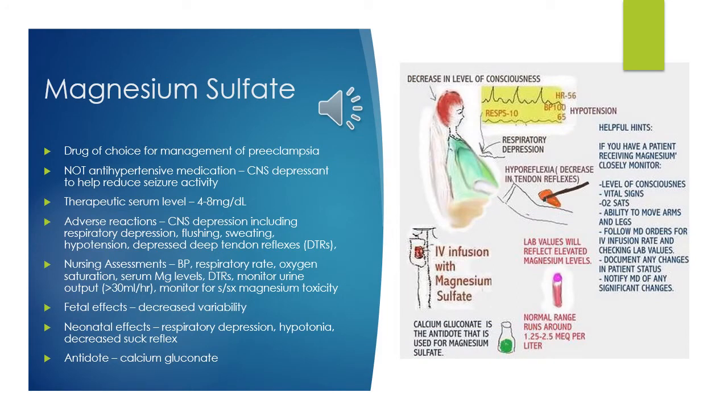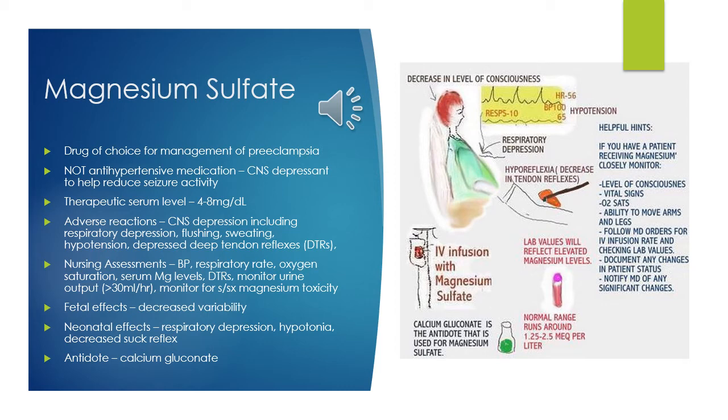Magnesium sulfate is the drug of choice for seizure prophylaxis in pregnancy. This is because it's a central nervous system depressant that blocks neuromuscular transmission and decreases the amount of catecholamine liberated. Magnesium is not an antihypertensive medication, but it does relax smooth muscle, including the uterus, and thus reduces vasoconstriction, possibly causing a modest blood pressure reduction.